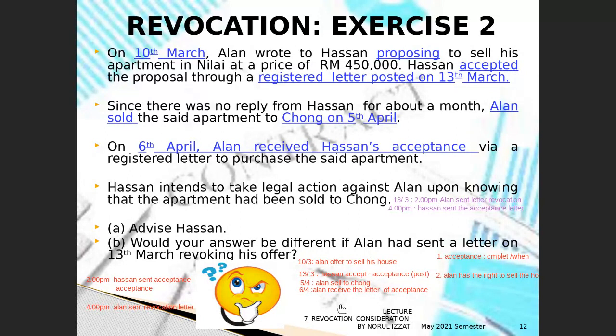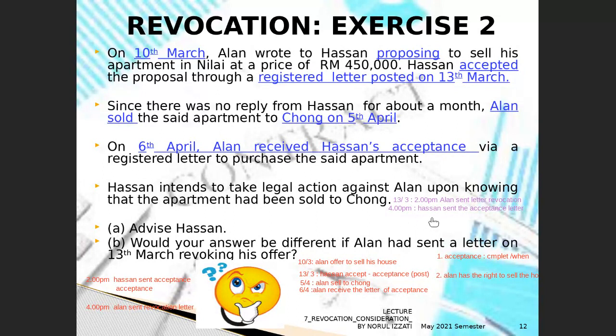So is the answer different or not? In this case, at 2 p.m. Alan sent the revocation letter, and at 4 p.m. Hassan sent the letter of acceptance. So when is the acceptance carried out? The acceptance is still complete on the 13th of March at 4 p.m. Now, the acceptance letter is complete at 4 p.m. the same day.